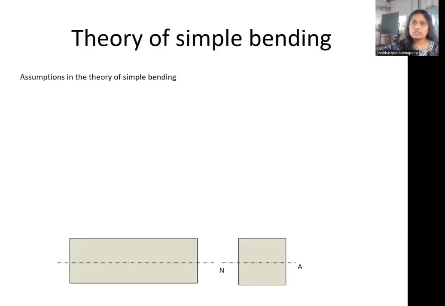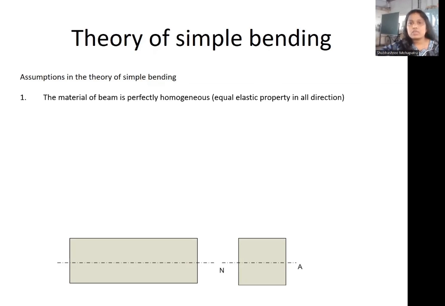Before deriving the equation, we have to understand some of the assumptions to be made for the theory of simple bending. The first assumption is the material of the beam is perfectly homogeneous. That means it should have equal elastic property in all directions. Then the beam material is stretched within its elastic limits. That means it should obey Hooke's law, because within the elastic limit, the material always obeys Hooke's law. That means within the elastic limit, the stress is always directly proportional to strain.